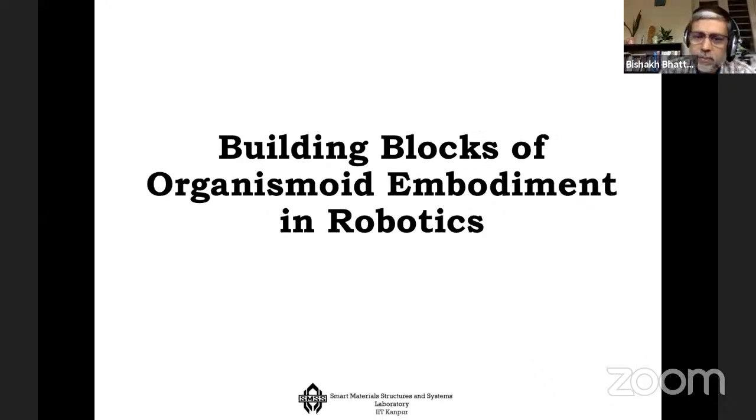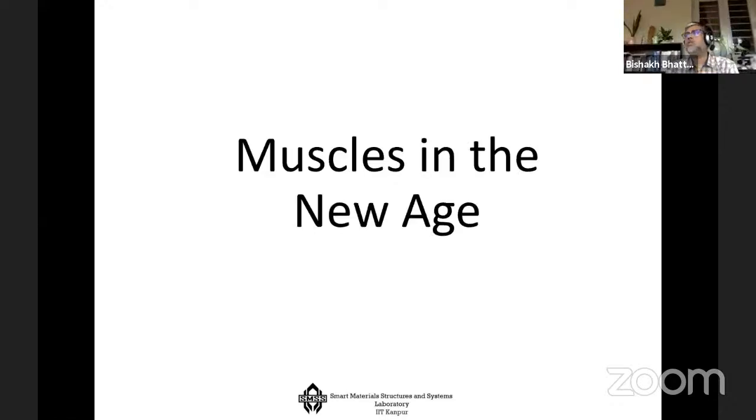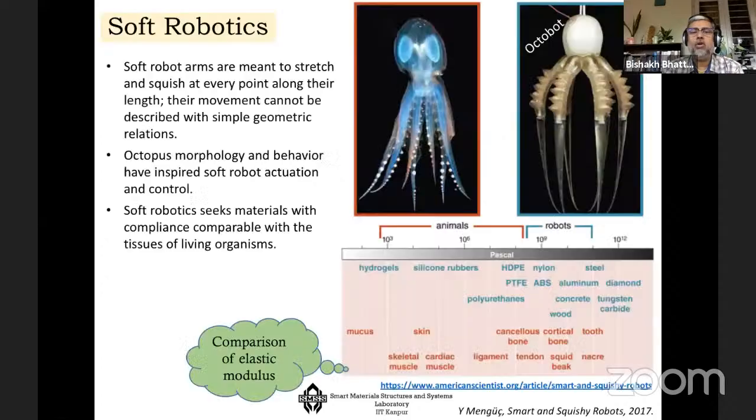And hence, for a better organismoid embodiment in robotics, we need to think of muscles. We cannot really think of motors. Motors have to be substituted by muscles, which will be much lighter in weight, yet will be able to generate the desired level of torque in order to operate the system. And I had given you that octopus example.